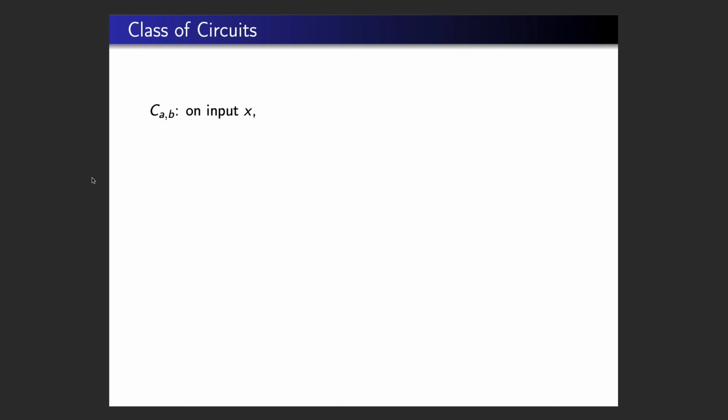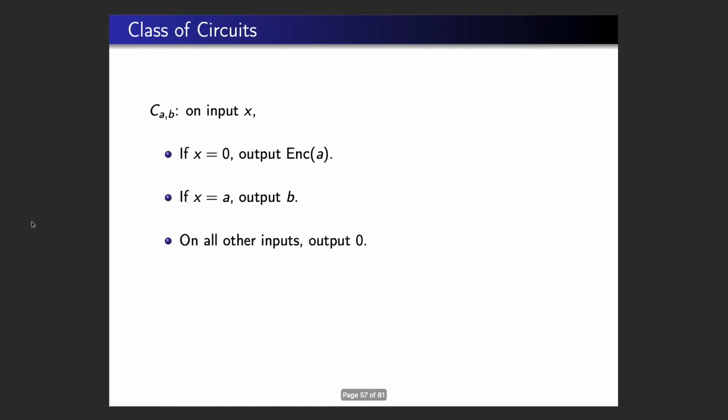On input X, this circuit checks if this input is 0, and if so, it outputs encryption of A, where A and B are two values that are associated with C. So on input 0, it outputs encryption of A. On input A, it outputs B, and on all other inputs, it just outputs 0. One thing I want to point out is that A and B are going to be picked uniformly at random.